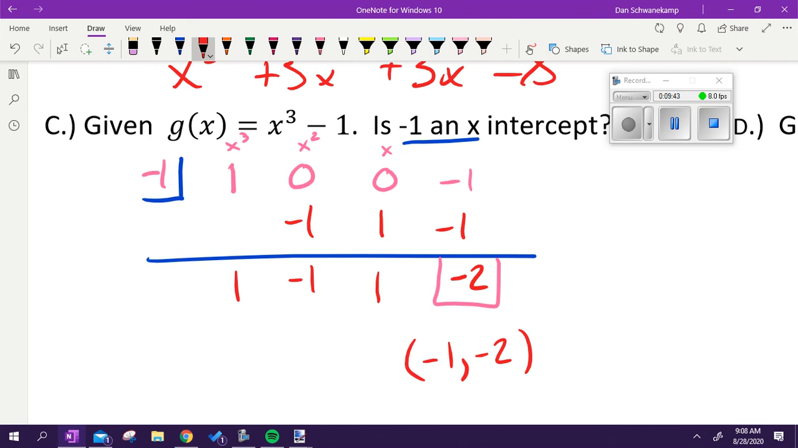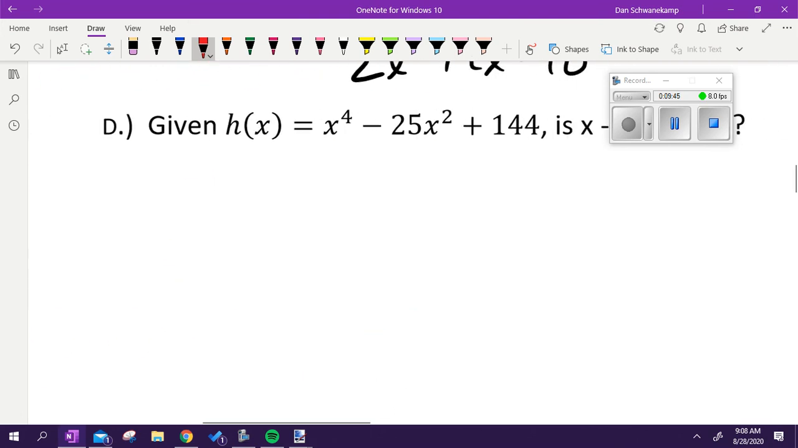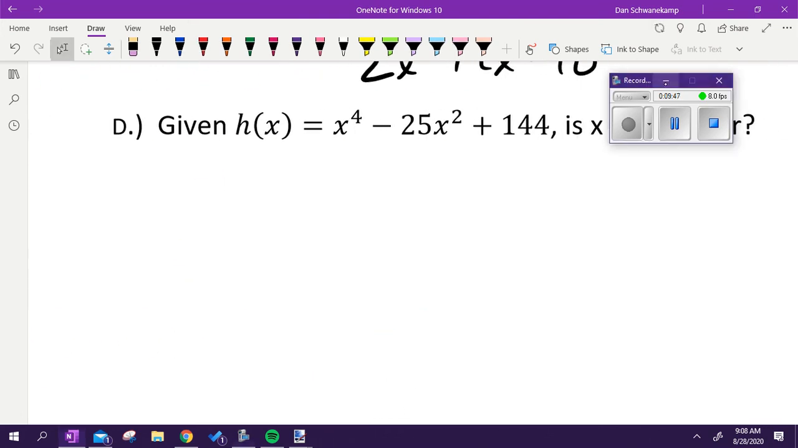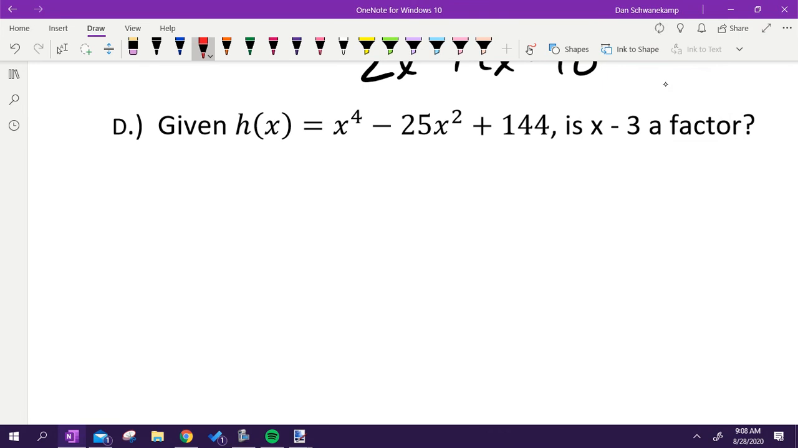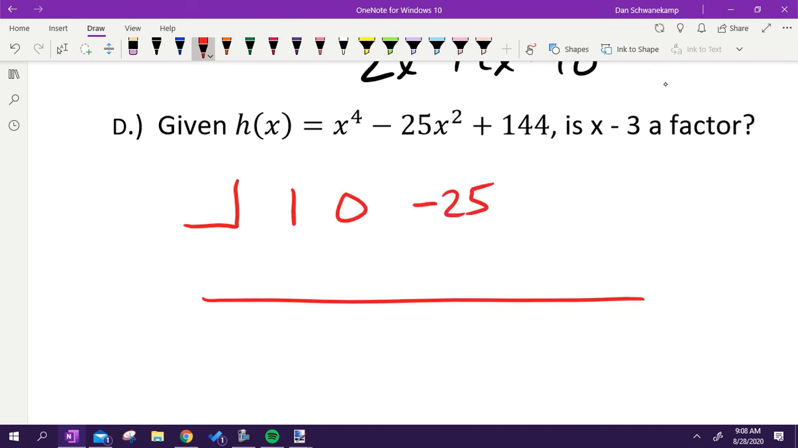Okay, once we've done that, let's try the next one. x to the 4th minus 25x squared plus 144. Box and a line. 1x to the 4th. What would come next? 0x cubed minus 25x squared. Then 0x, and then 144. Show me with your fingers. What'd you get?